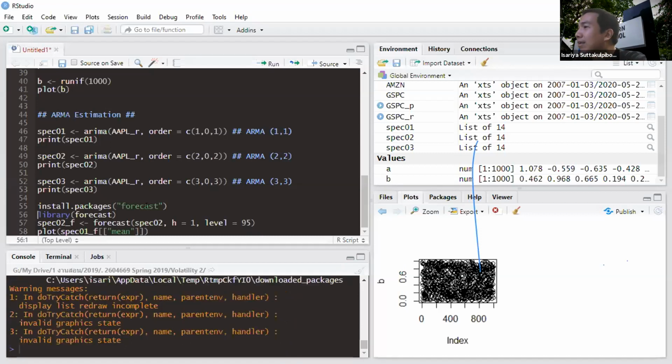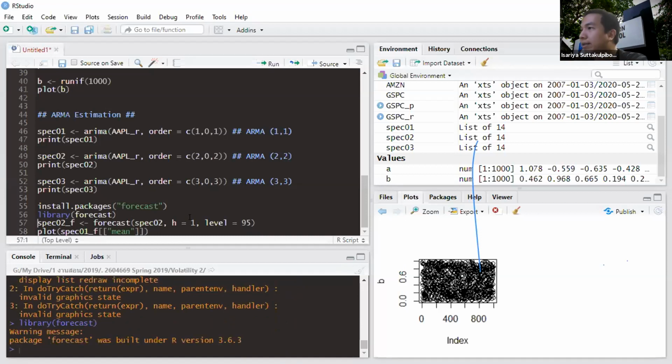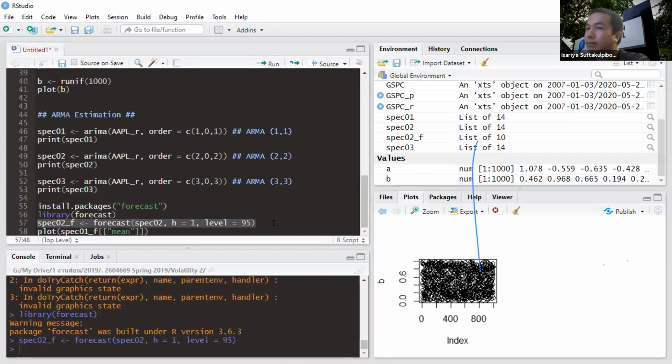Okay, done. Library forecast, call it, warning. It's okay, just a warning. Okay, spec2_f equal to forecast of spec2 with h=1, right? I want to forecast just one step with a 95% confidence interval. There you go. And then I want to see what's inside spec02_f.